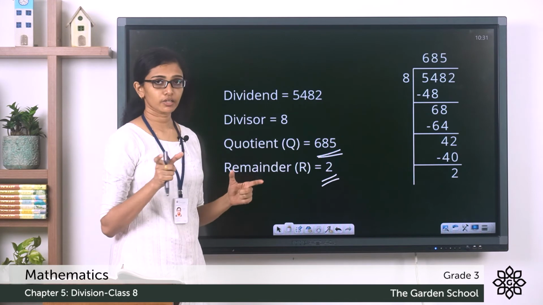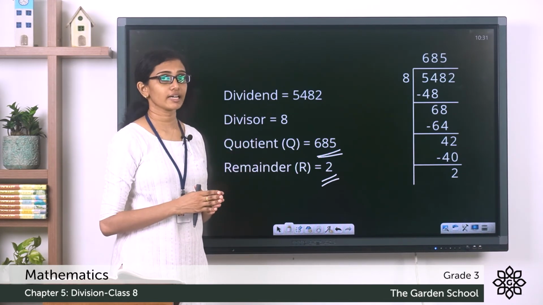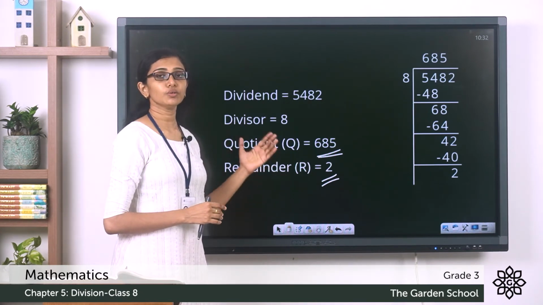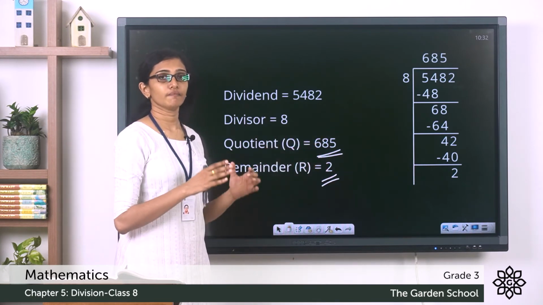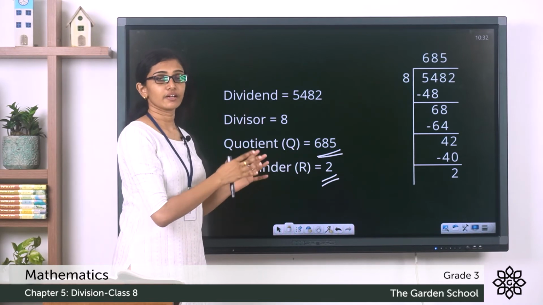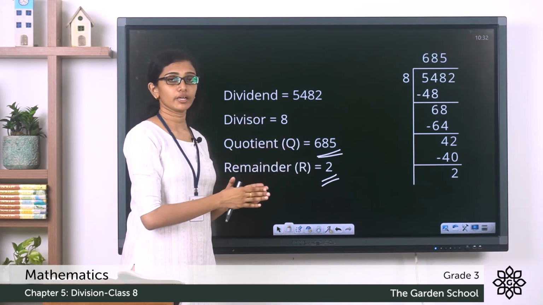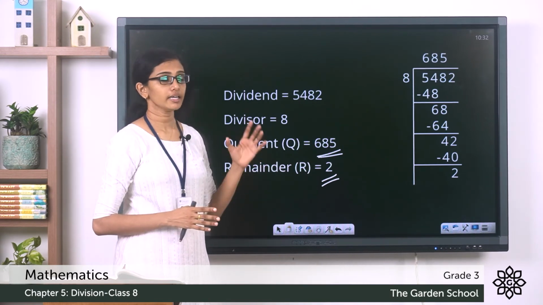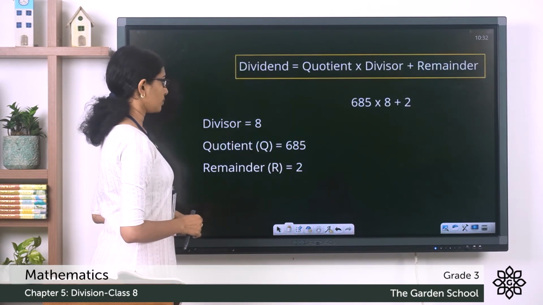There is one more part to the question. You have to verify your answer. And how do you verify the answer? By applying the formula. The dividend is equal to the quotient into divisor plus remainder. We have to check when we multiply the quotient and the divisor, and then add the remainder to it, whether we get the dividend or not. That's how you verify the answer or verify the division. So let's apply the formula.